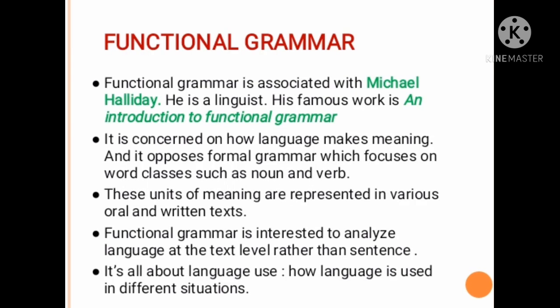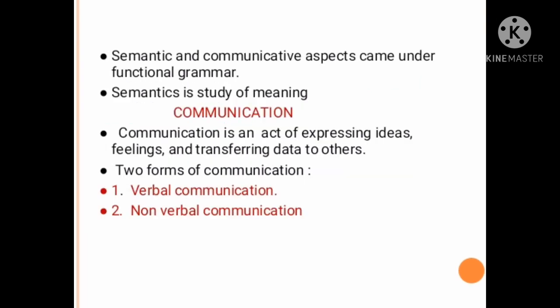Next topic is functional grammar. What is the purpose of language? We all know that language is used to communicate, and by communicating, meaning is transferred. Functional grammar concerns only how language makes meaning, and it doesn't see grammar as a set of rules. It also concerns how language is used in different situations. The two aspects which come under functional grammar are semantic aspects and communicative aspects.